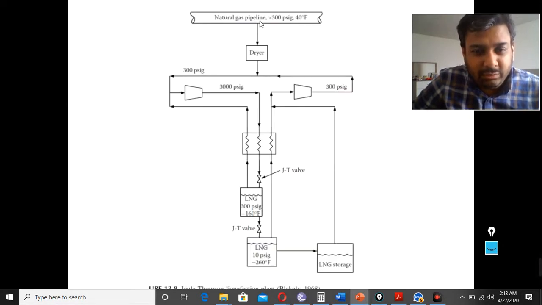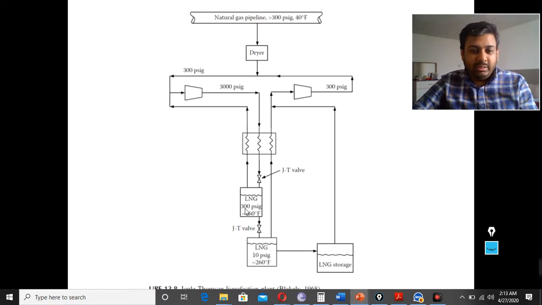This is another process from the natural gas guideline. We have a JT valve here already, and minus 161. Here are the heat exchangers and compressors, and then we get the LNG storage. Here you can see the pressure is 300 psig, and here it is 10 psig. From here to here we use the JT valve to reduce the pressure from 300 to 10 psig, and the temperature from minus 1 degree Fahrenheit to minus 2 degree Fahrenheit, then we store it.